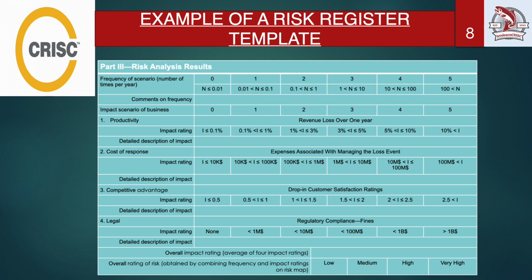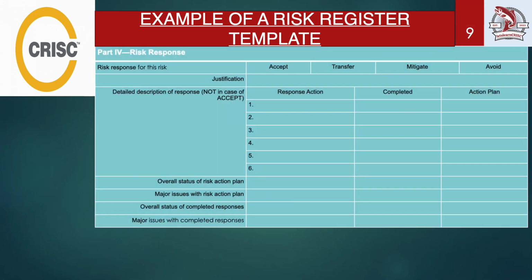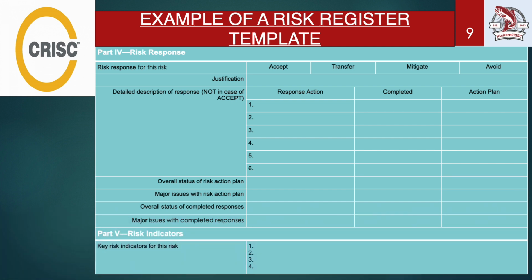Frequency of scenario, comments on the frequency, impact scenario of businesses, productivity, impact rating, cost of response, competitive advantage, legal aspect, right? At last, that is part 4, the risk response, that is risk response of the risk through accept, transfer, mitigate or avoid, detailed description of the response, not in case of accept, that is response action, completed, and action plan, right? And at last is the risk indicator, that is the key risk indicator of the risk, right?